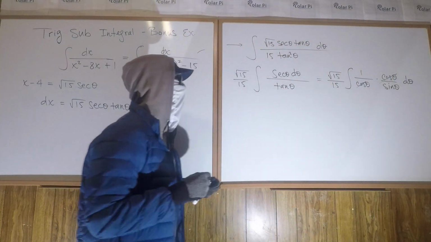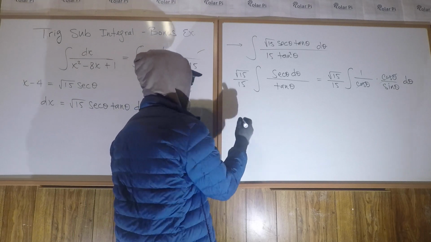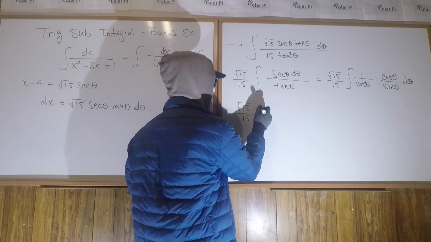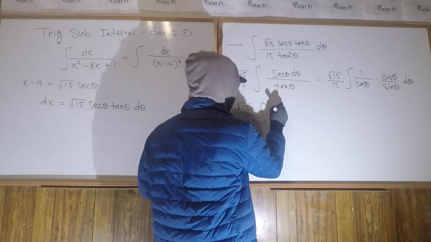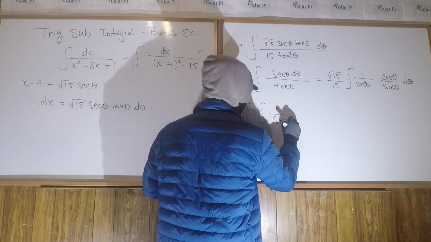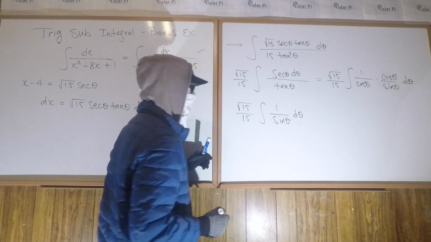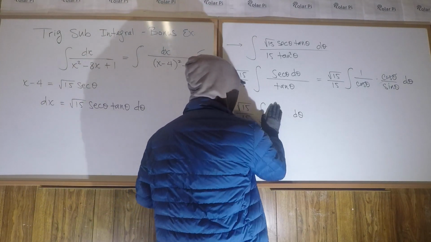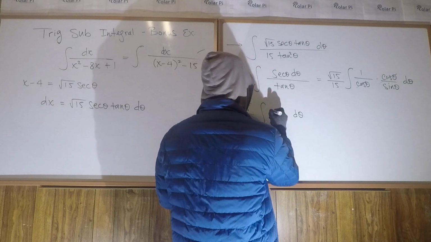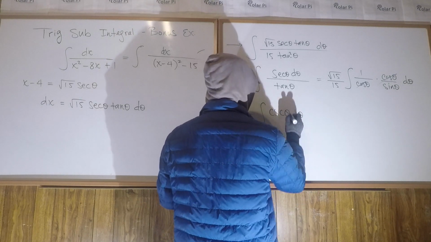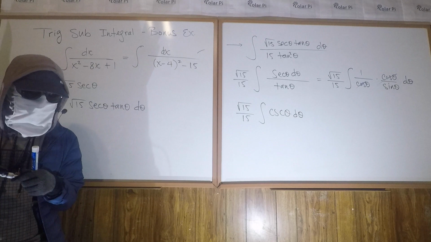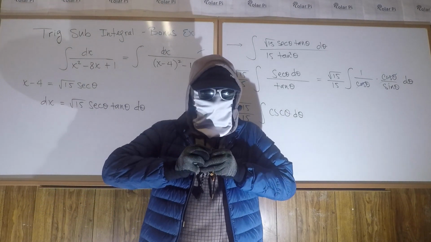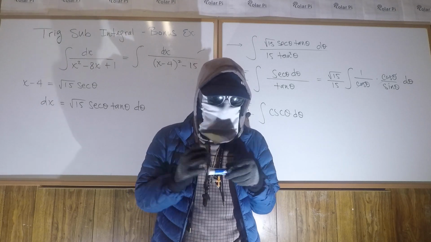Like that, right? So we've got root 15 over 15 integral 1 over sine theta d theta. Cleaning up nicely. Okay, so 1 over sine theta is cosecant theta. So cosecant theta d theta. So now we need to know the integral of cosecant theta.